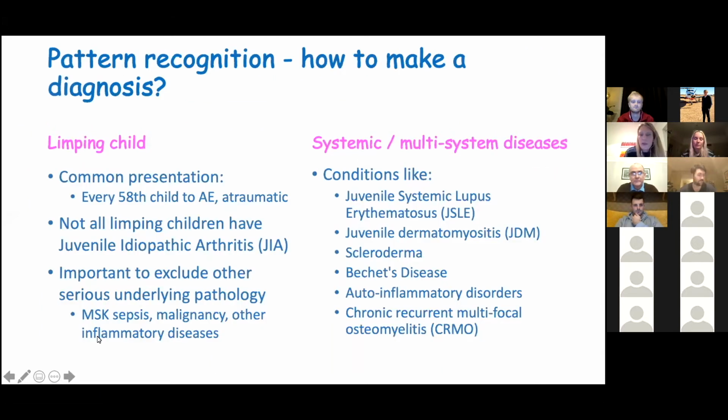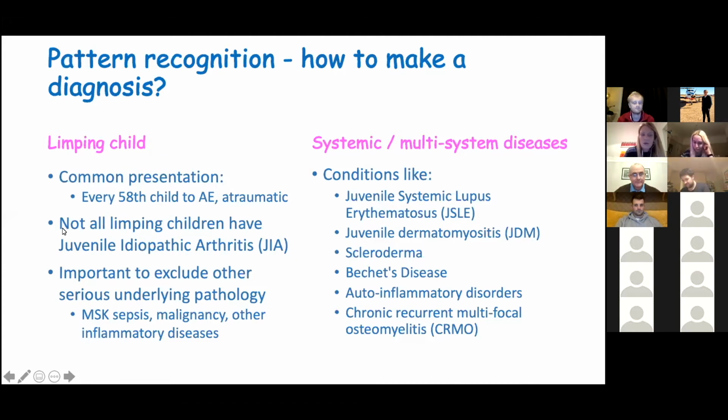So in terms of the way that patients present to us, you could broadly group them into 2 different camps. There's the camp that come limping, and there's the camp that come with a more widespread inflammatory disorder. So limping is actually fairly common. If you spend any time in a paediatric A&E department, you will see a child that limps, because there have been studies showing that every 58th child that comes to A&E will be limping. And it's an atraumatic limp. So it's not that they've hurt themselves, it's that they've developed a limp spontaneously for some other reason.